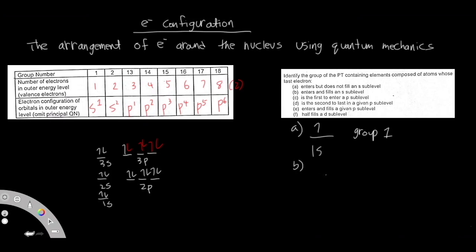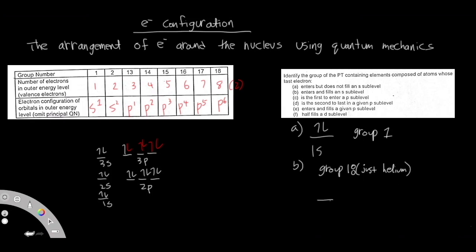B. It enters and fills the S sublevel. So let's add another one over there. You add a second electron, so this would be helium. This would be group 2. Sorry, this would be group 18. Helium is not a very good example here to use actually, because it's on the very far right side of the periodic table. So you could actually say, you know what? Let's say that that is true. So let's say group 18. But the exception is just helium.